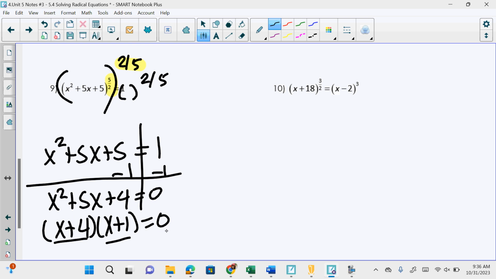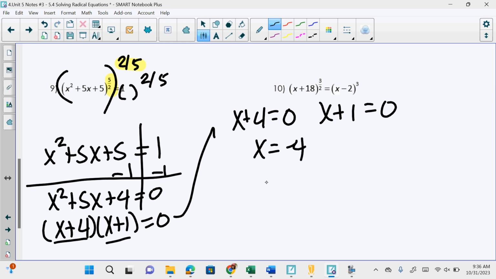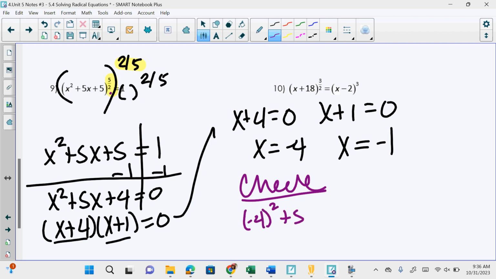So I set each factor equal to 0. And I get 2 possible solutions, x equals -4 and x equals -1. And now we're going to double check. Are they both solutions? Because this is a square root, so it is possible that I might have an extraneous solution. So when I substitute in -4, that's -4 squared plus 5 times -4 plus 5, so that's 16 minus 20 plus 5, which gives us 1. So that's what we want.